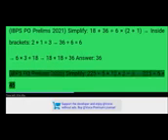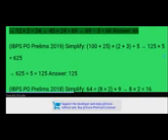IBPS PO Prelims 2020. Simplify: 225 divided by 5 plus 12 times 2, minus 3. 225 divided by 5 equals 45. Then 12 times 2 equals 24. Then 45 plus 24 equals 69. Then 69 minus 3 equals 66. Answer, 66.